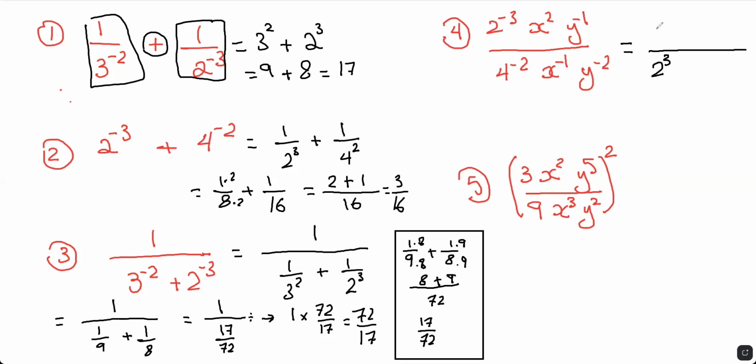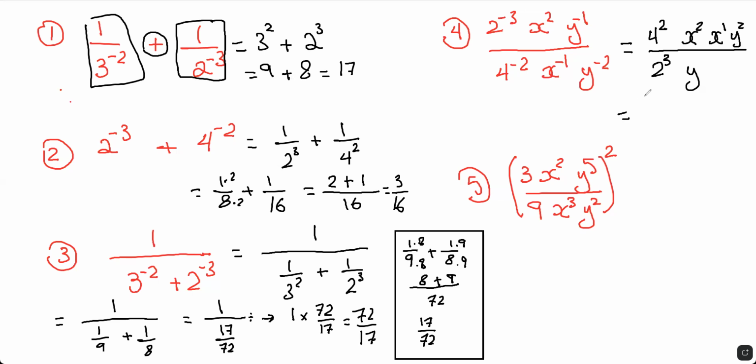And the 4 to the negative 2 is going to jump there and becomes 4 squared. Now, the x squared right here stays where it is because it's already positive. Y to the negative 1 is going to come down right here, and it becomes y to the power of 1. This also, x to the negative 1 here is going to go to the top, and it's going to become x to the 1. And this y to the negative 2 will go to the top, and it becomes y squared.